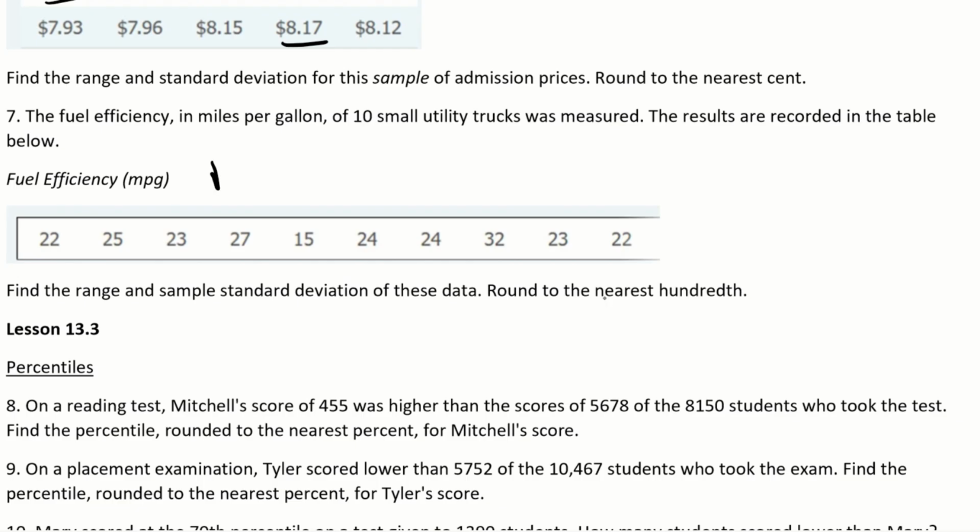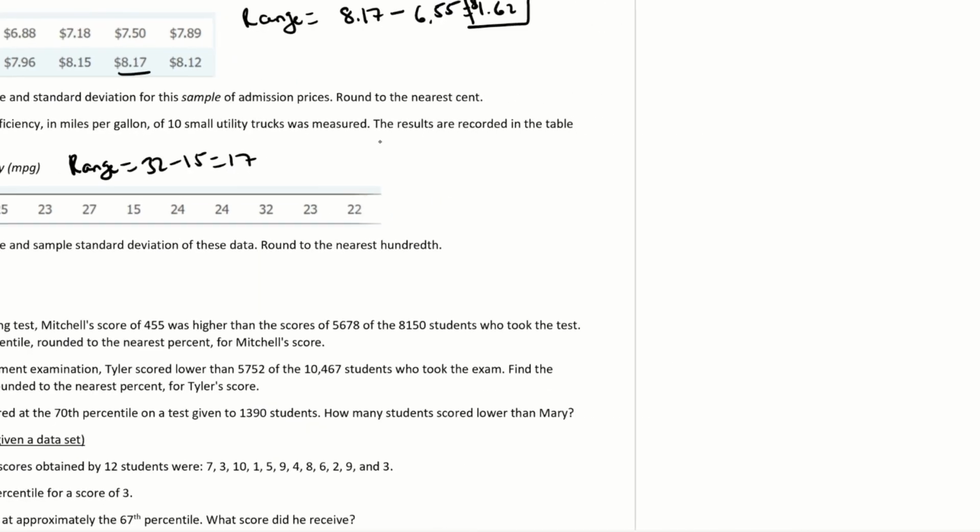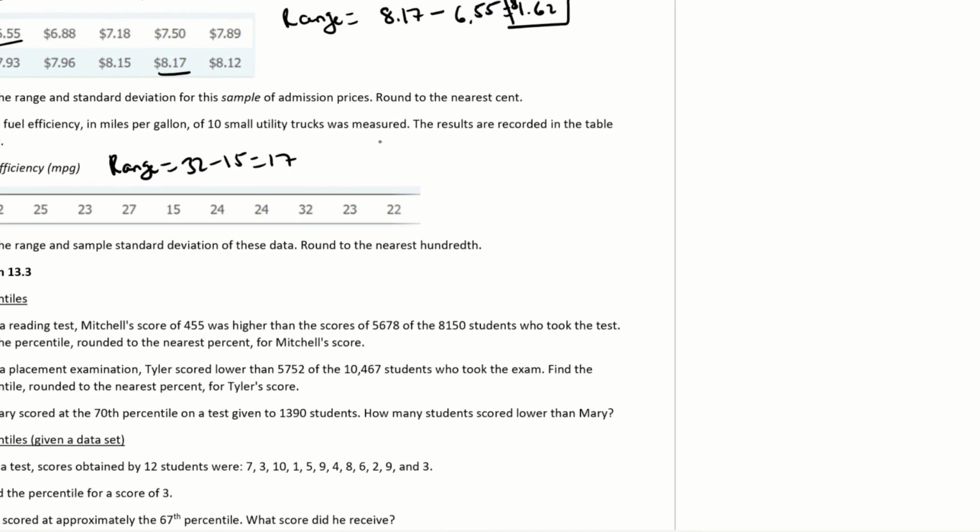Okay, so the range, again, is pretty straightforward. You take the maximum, which is the largest value, which in this case, so we got 32 minus 15 equals 17. So the largest minus the smallest equals 17.